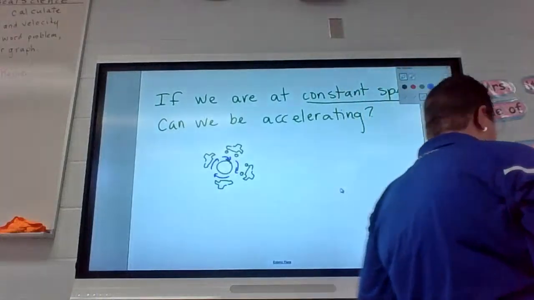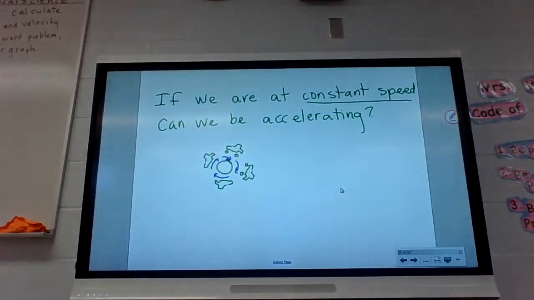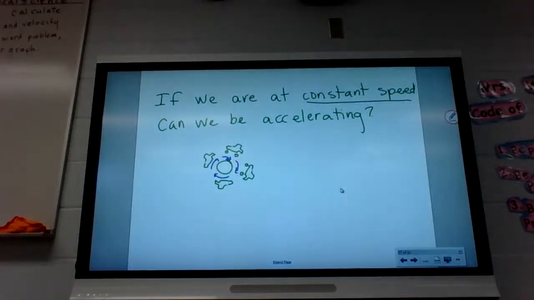All right, so I got a roundabout with some arrows here. I arrive in my roundabout. I'm driving in a circle. All right? I'm at constant speed. Can I be accelerating if I'm at constant speed? No. Yes.